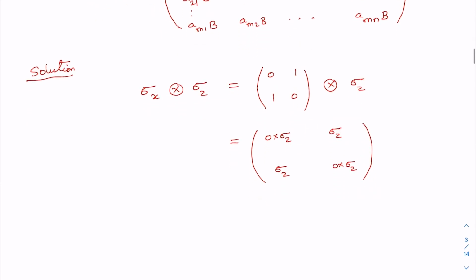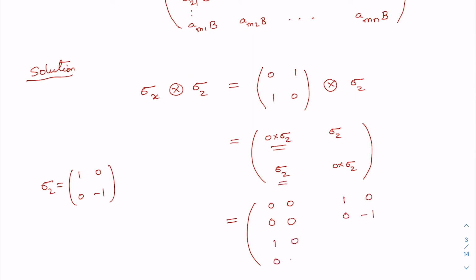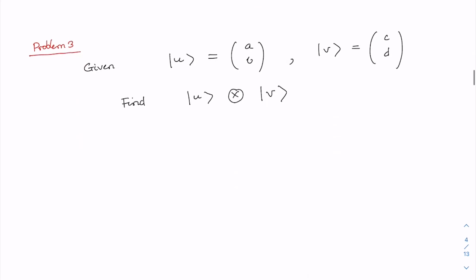So what I will have, because sigma z, we know that this is 1, 0, 0, minus 1. So I will have here 0, 0, 0, 0 from this, and sigma z is 1, 0, 0, minus 1. From here I will have 1, 0, 0, minus 1, and from here I will have 0, 0, 0, 0. So you will see we will get a 4 by 4 matrix. Let us now work out this problem.